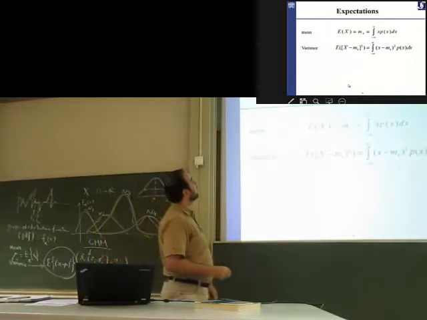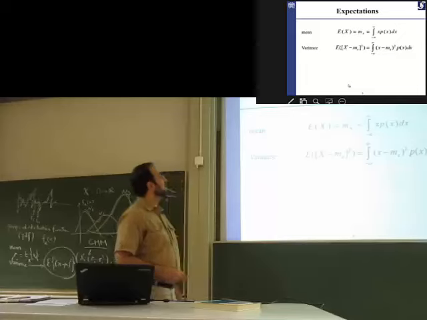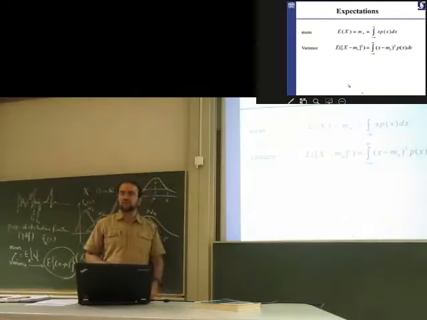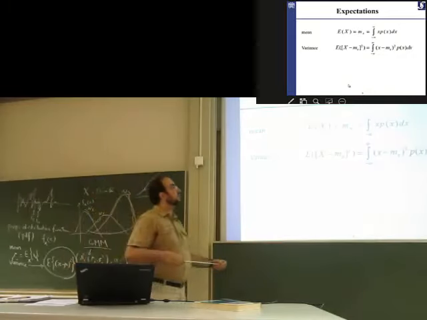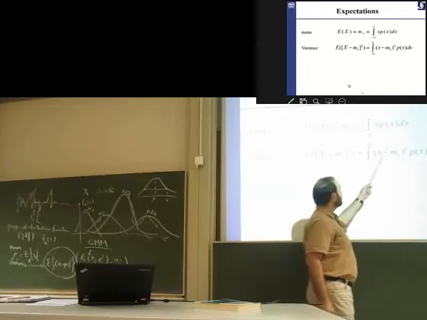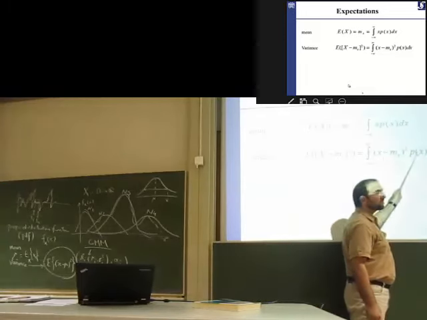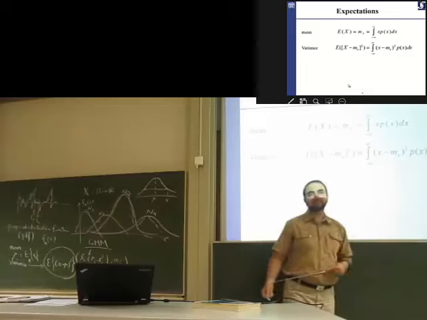Here I spoke about the expectations, the mean and the variance. You see that in both cases we need an entity which is not available, and that's the PDF.